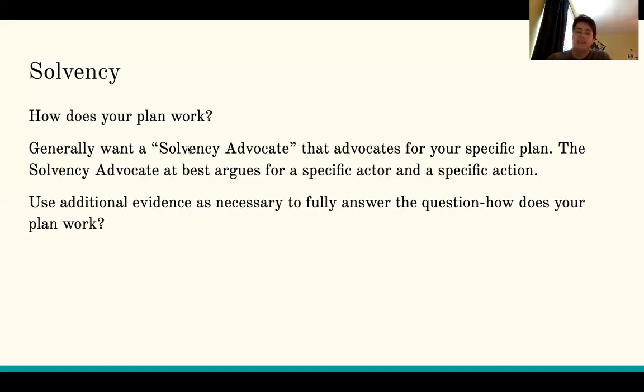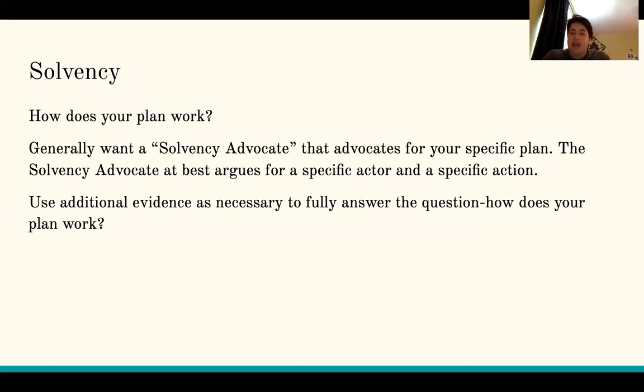Next, solvency. It asks, how does your plan work? Now, this is certainly the most important one of the stock issues. It comes up in practically every round. And there are a couple of things that you need in your 1AC to make sure that you've got this stock issue down pat. First, you want to make sure you have a solvency advocate that is advocating specifically for your plan, which means a specific actor and a specific action.